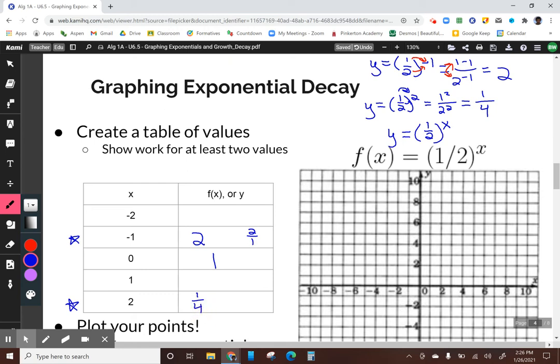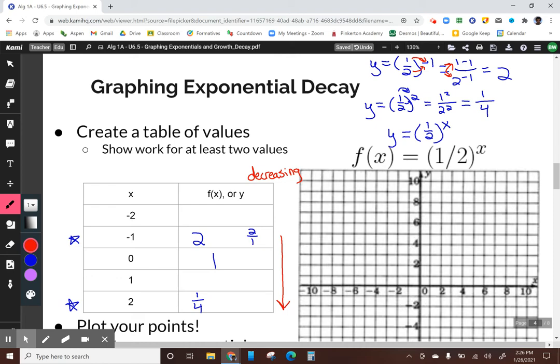Okay? So you're going to notice that when I'm looking at this table of values from 2, 1 to 1/4, these values are decreasing as my x's are increasing. This is what makes it exponential decay.